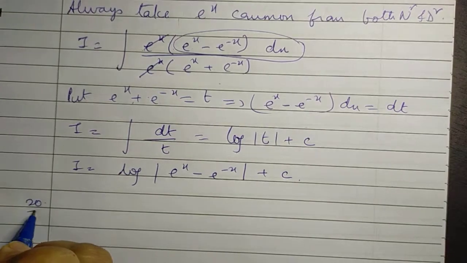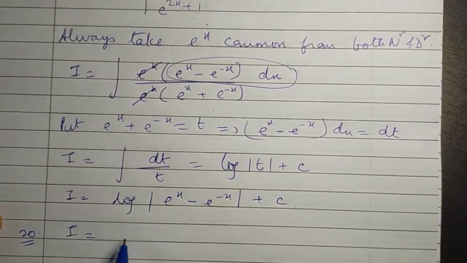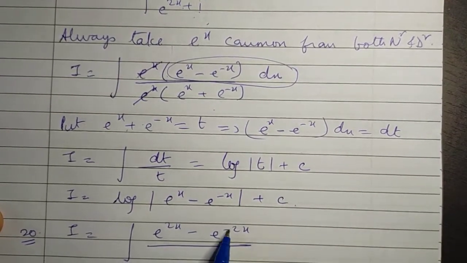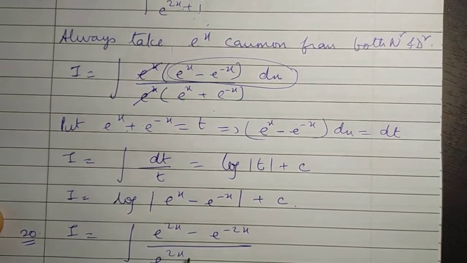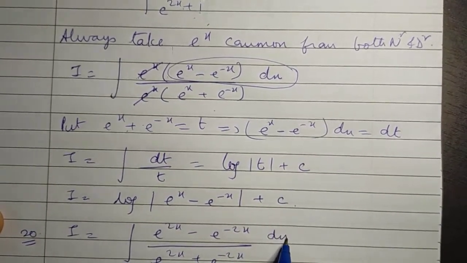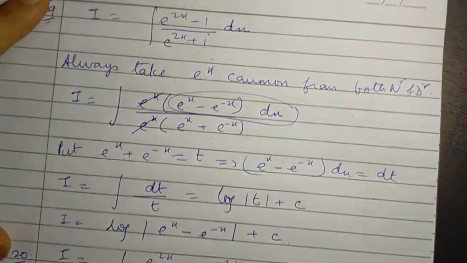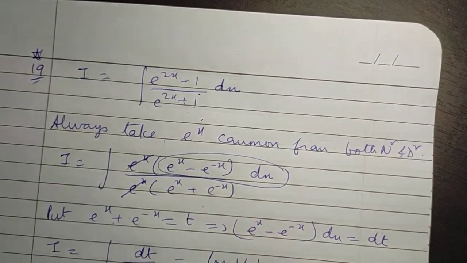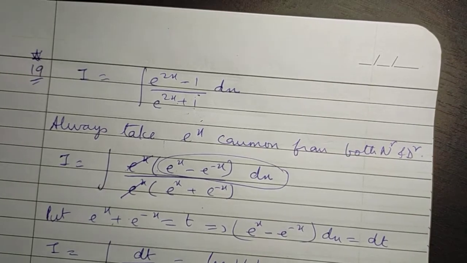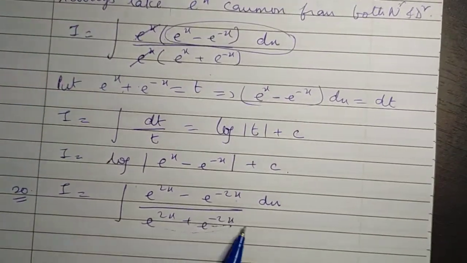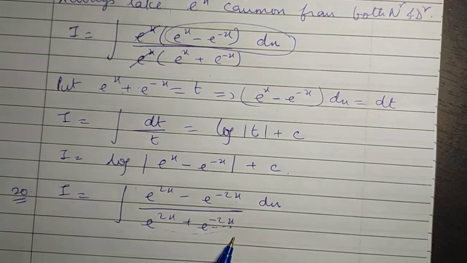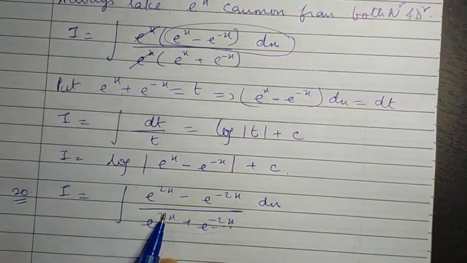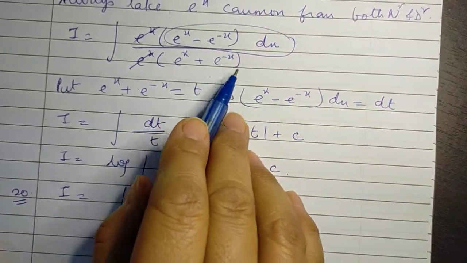Now come to question number 20. Question number 20 is e raised power 2x minus e raised power minus 2x upon e raised power 2x plus e raised power minus 2x dx. So if we observe carefully, it is already in the form which is suitable to us. Like, the numerator is the derivative of the denominator. So we don't have to do anything special over here. We don't have to take anything common, because it's already given in the form which is suitable.